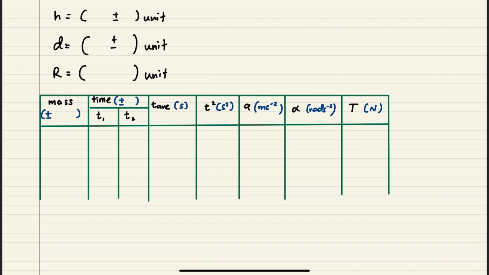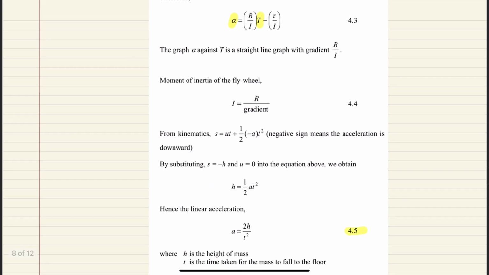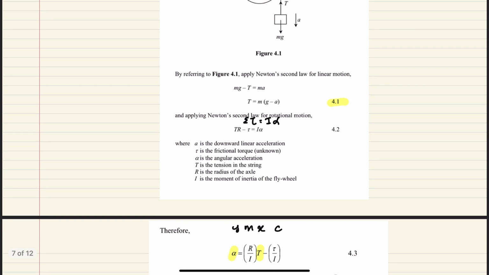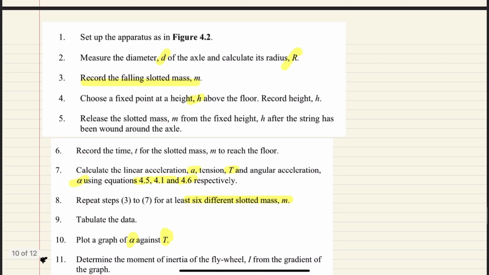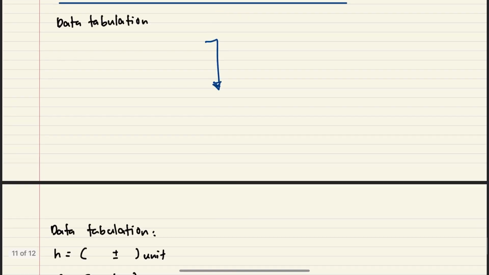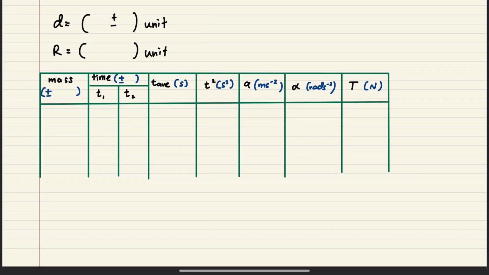After that, the last part is you have to calculate the T. T comes from formula 4.1. You can calculate T from here, and then you have the values of T and alpha. So you are going to plot the graph of alpha against T. Calculate the centroid. After that, alpha against T.